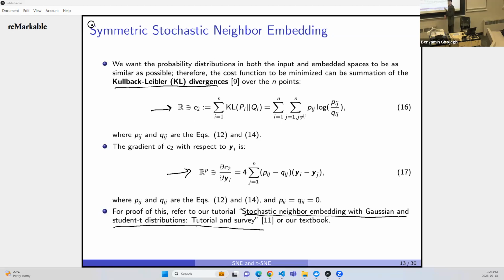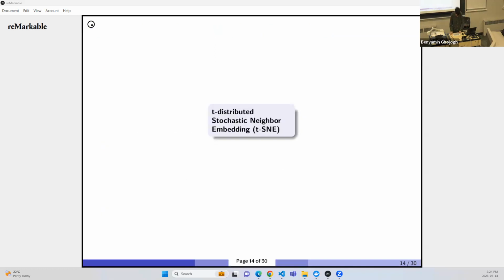And I wanted to write the book. So I had to write the proof. What did I do? I went and saw the proof in the t-SNE paper. Inspired by that, I tried to replicate what Hinton had in mind. And you can see the proofs of SNE and symmetric SNE in our tutorial paper, as well as our textbook. Okay.